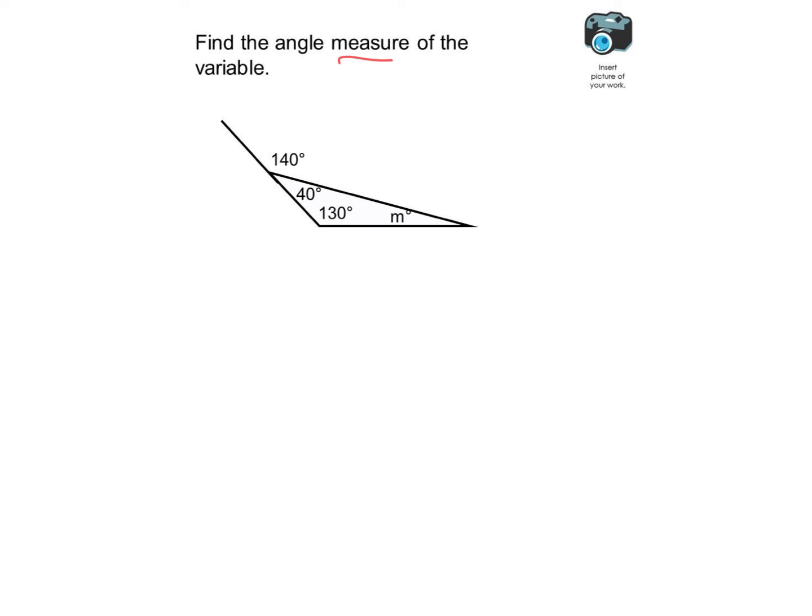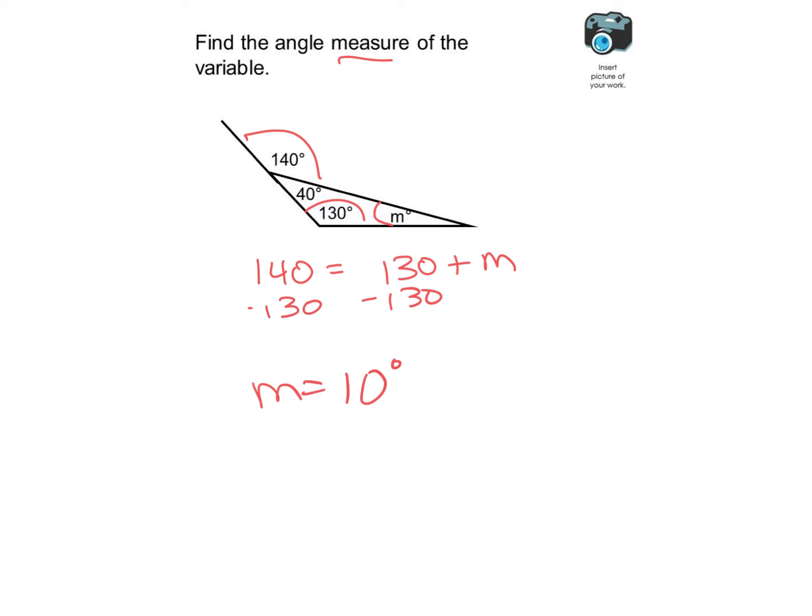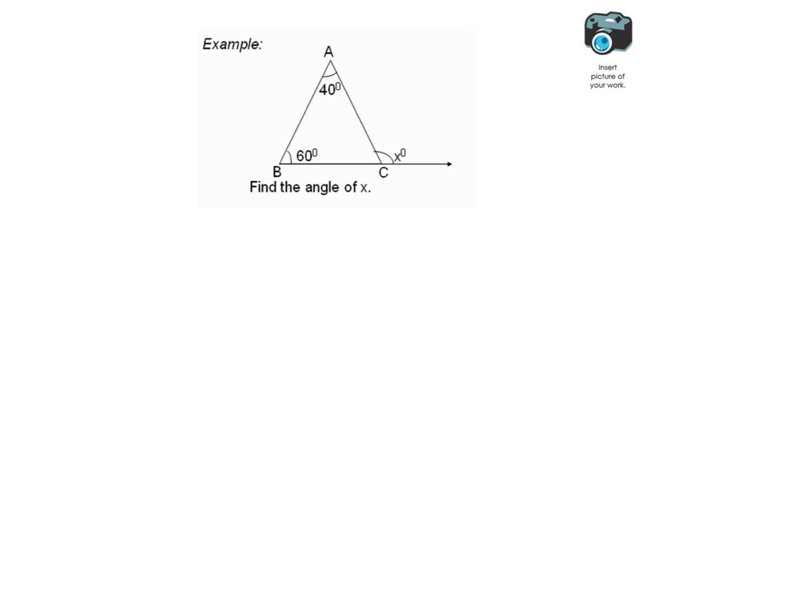All right, I can add all three of those interior angles, set them equal to 180, but I think it's easier to use this property. 140 is going to be equal to 130 plus m. Subtract 130 from both sides. M is equal to 10 degrees. Make sure you take a picture and insert your work.